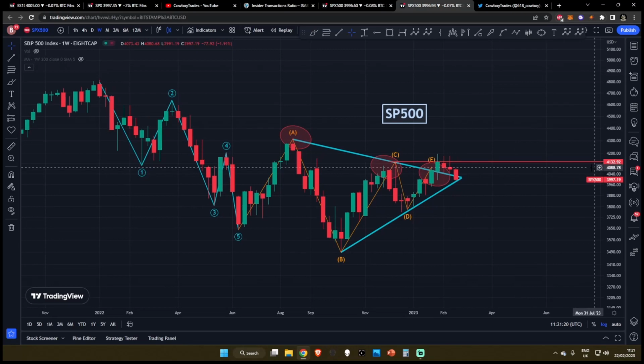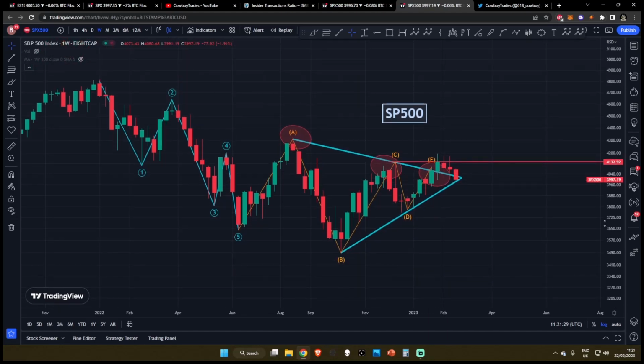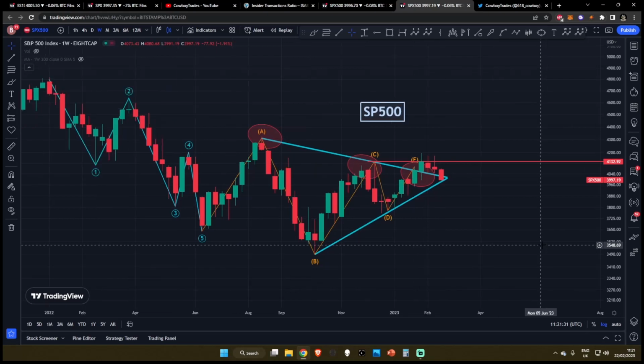And also for the S&P 500, I would like to highlight, you are sitting right here. We're seeing the same price target show up again, 3,990. This level is extremely crucial. So I will keep you up to date on how this Elliott wave theory plans out.